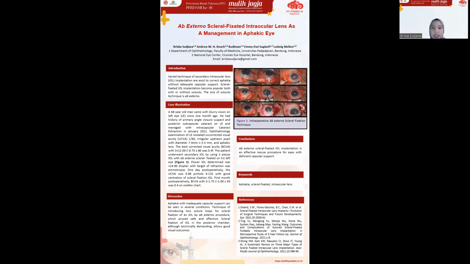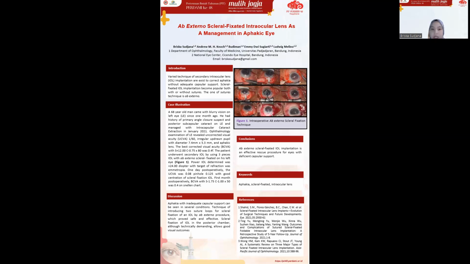For this discussion, aphakia with inadequate capsular support can be seen in several conditions. The technique of introducing two suture loops for scleral fixation of an IOL by the ab externo procedure proves safe and effective. Scleral fixation of an IOL in the posterior chamber, although technically demanding, allows good visual outcome.